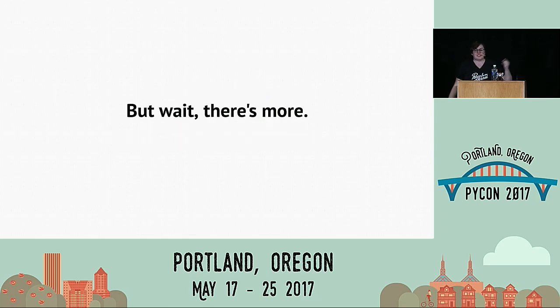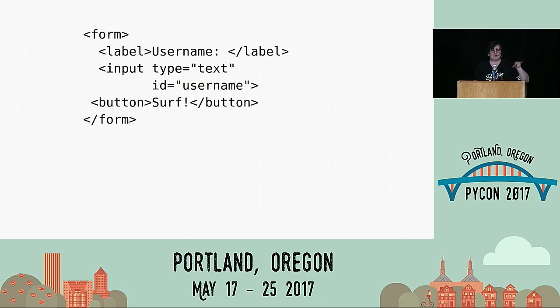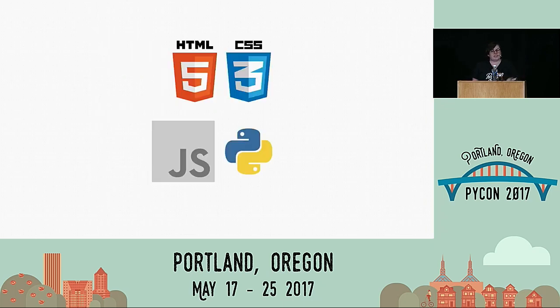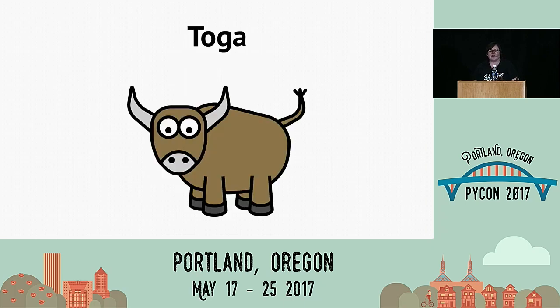But wait, there's more. This is only part of the BeeWare suite. Remember our markup form from earlier? This is still HTML. We still have 3 languages that we're using in our stack. We could get rid of the HTML and the CSS and just stick with Python. This is where Toga comes in. Toga is a Python native, operating system native, cross-platform graphical user interface toolkit.